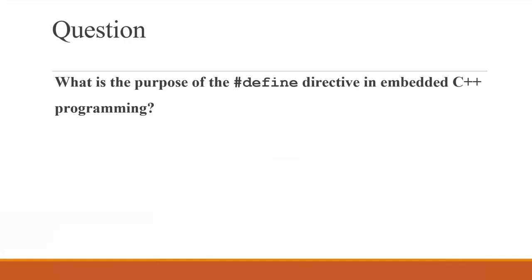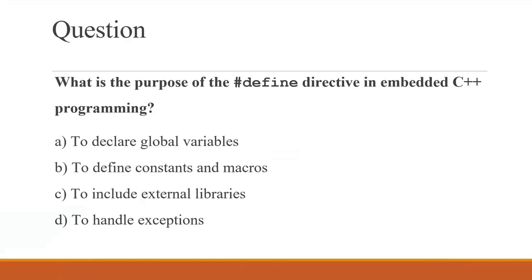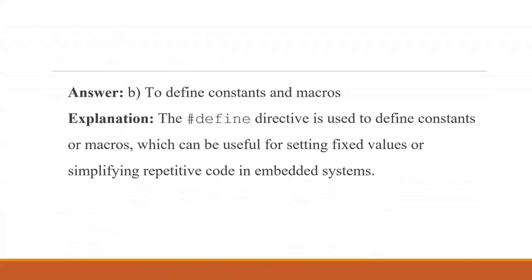So what is the purpose of the #define directive in embedded C++ programming? So we use it to declare global variables, to define constants and macros, to include external libraries, to handle exceptions. So the answer is B, to define constants and macros. So the #define directive is used to define constants or macros, which can be useful for setting fixed values or simplifying repetitive code in embedded systems.